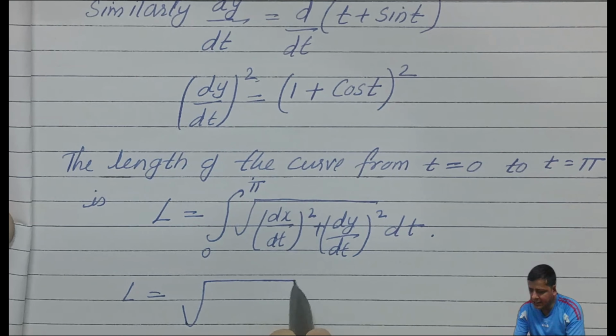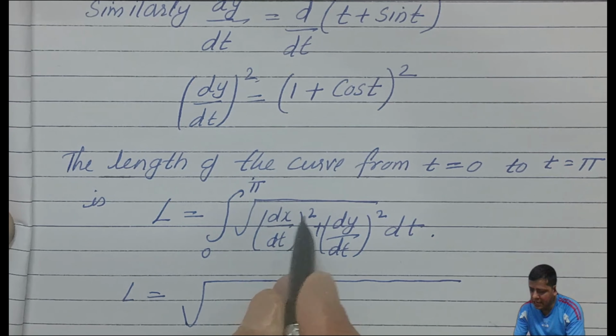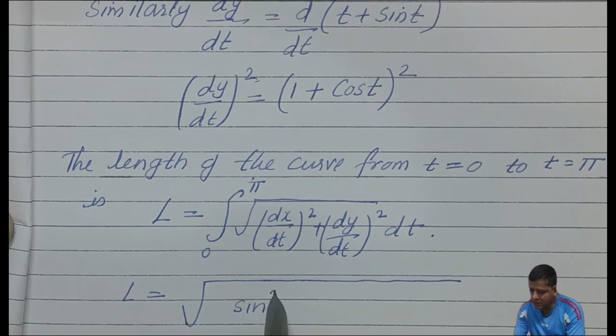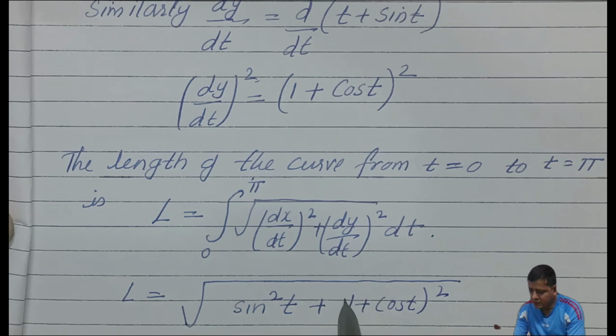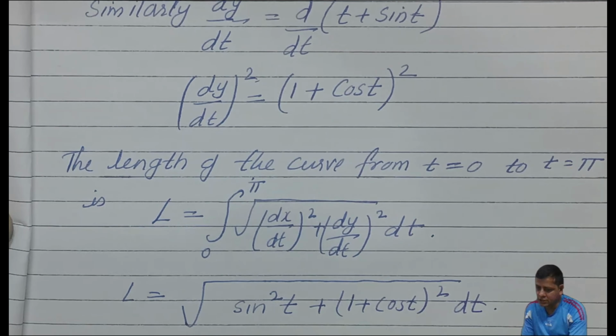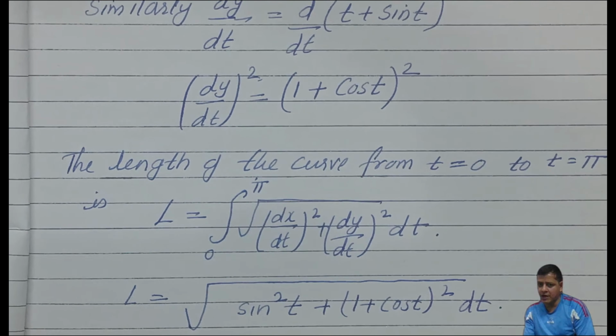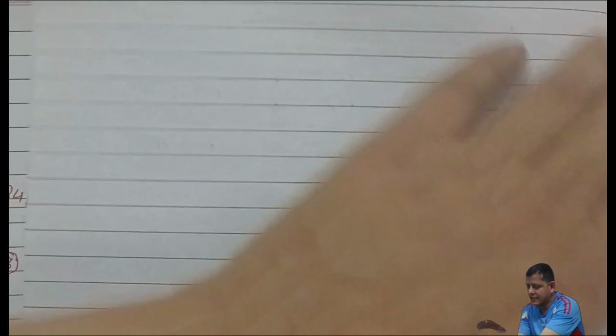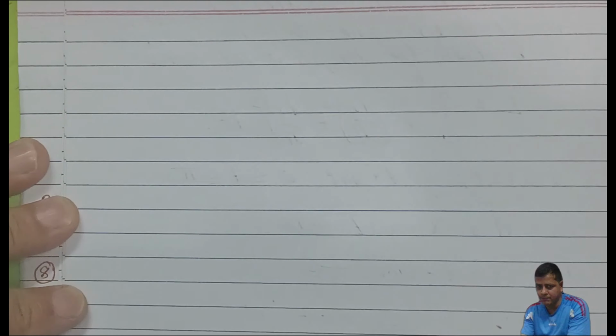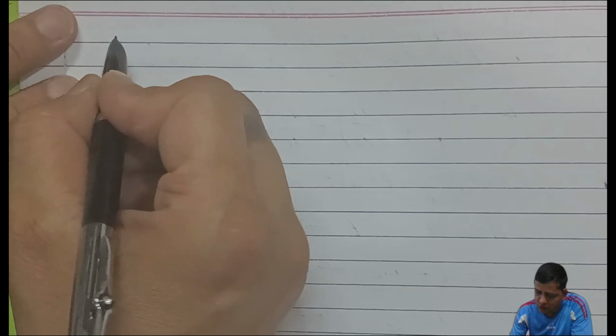Now let's write the remaining things that we had here. We have a root already, and then we have sin square t plus (1 plus cos t) whole square, dt. So that's what we got till now. Let's further simplify this and get the answer we need. It seems simple in every step, but it's hard to get the right answer because it takes time.